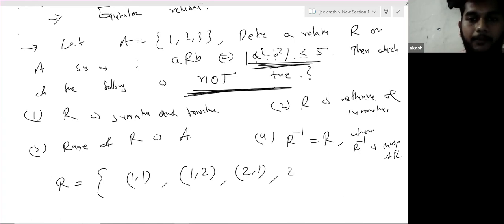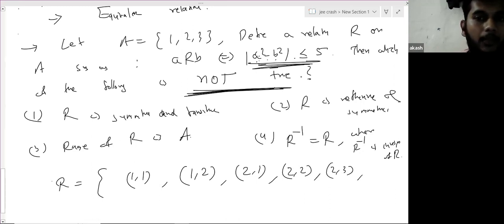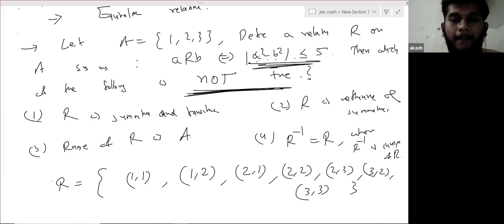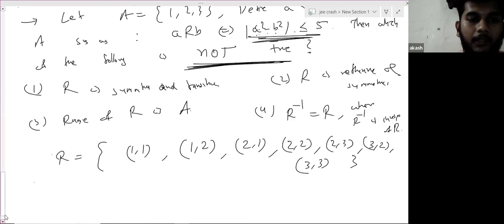(2, 2) will be there. (2, 3): 2 square minus 3 square, 4 minus 9, 5, that is true. (3, 2) will also be there. And (3, 3): 3 square minus 3 square, 0. Any element left? No. Okay, so we have got the relation.